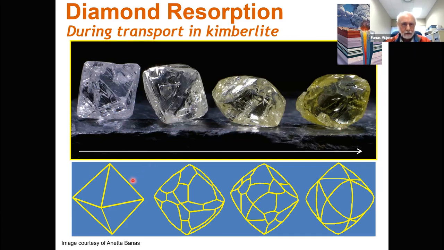Essentially what happens is your triangular faces on the octahedral stones are progressively resorbed. As you can see here, with progressive resorption, you essentially lose that triangular face and you end up with these six-sided faces. These are commonly known as dodecahedral diamonds. They are actually technically more correctly described as tetrahexahedroidal diamonds.